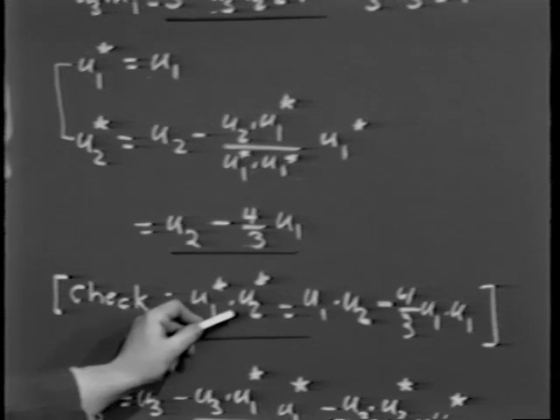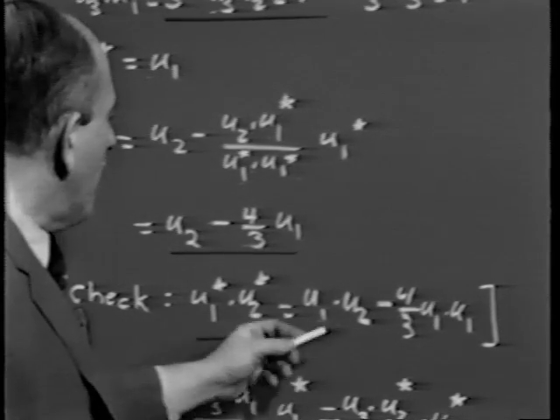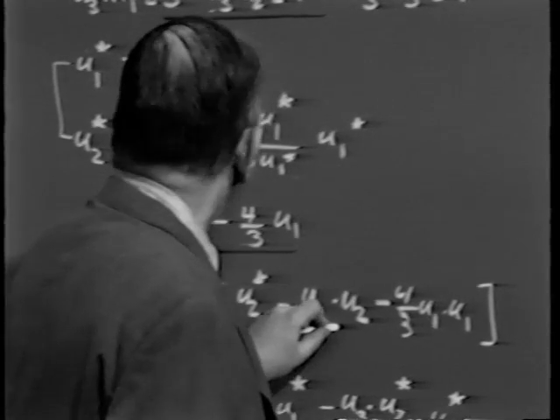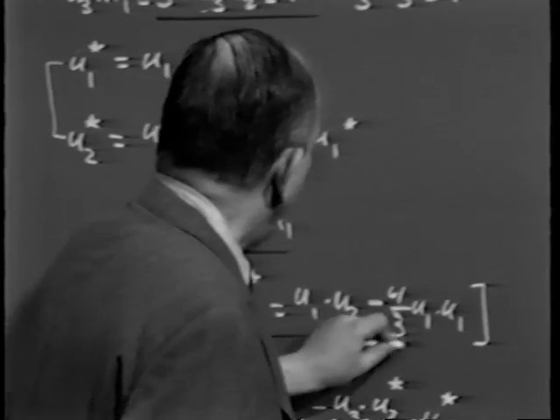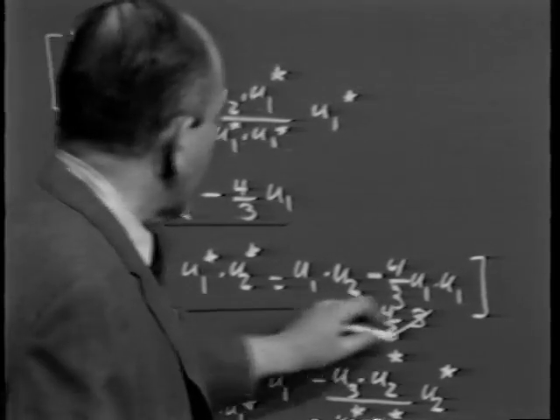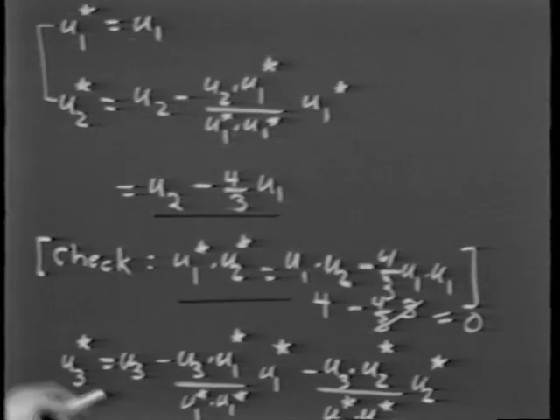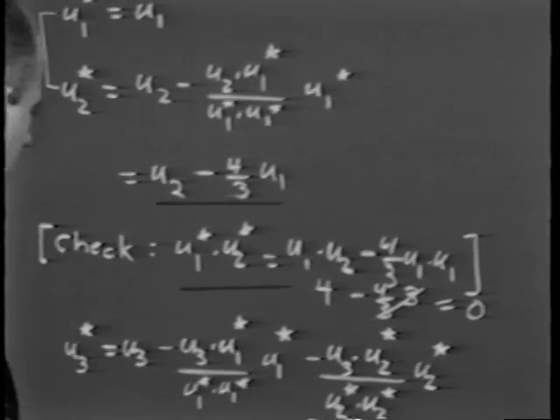So coming down here as a check, u1* dot u2* is u1 dot u2, which is 4, minus 4/3 u1 dot u1, which is 3. The 3's cancel. 4 minus 4 is 0. This checks out fine. How do I find u3*?